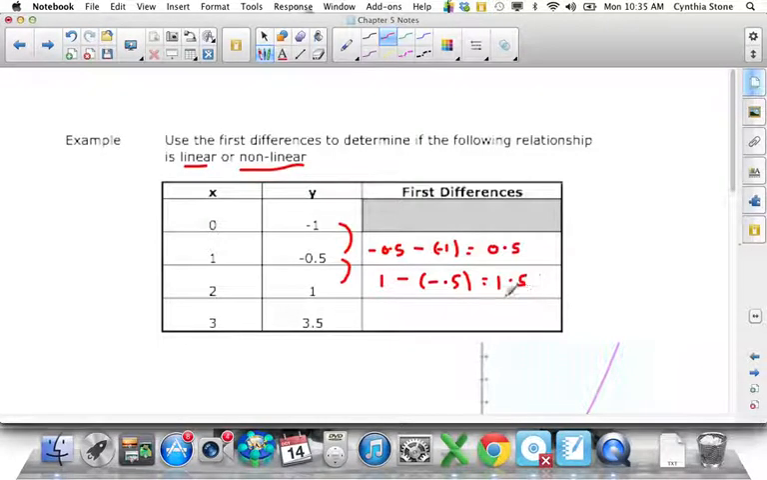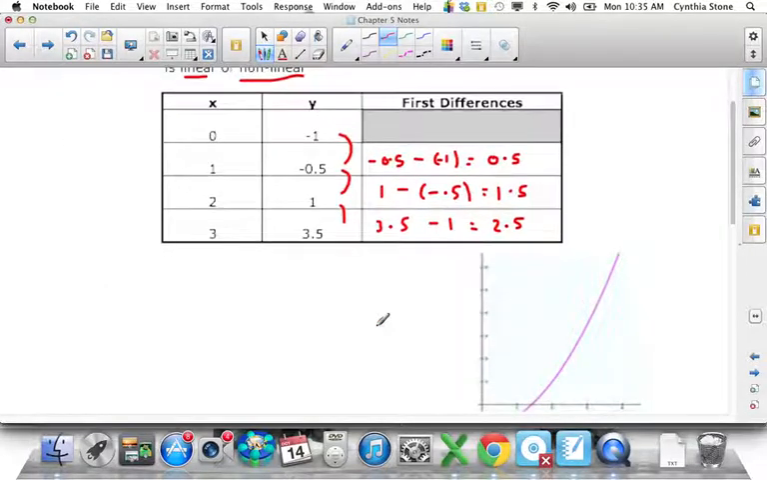Right away, not constant. Let's just do another one. We can already say that it's not linear, but let's go ahead and do the last one. 3.5 take away 1 is 2.5. So the first differences are not constant, therefore it's a nonlinear relationship. And that's pretty much given away because I have the graph right here, by the way, and you can see that it's not a completely straight line.